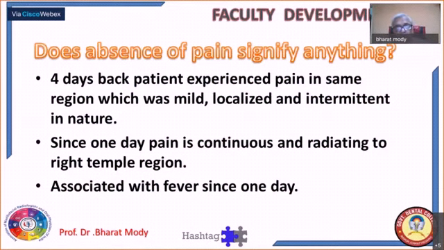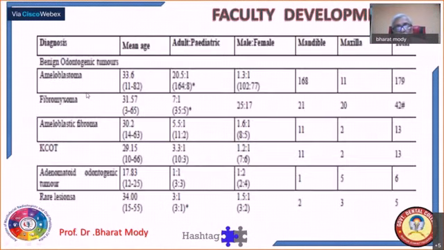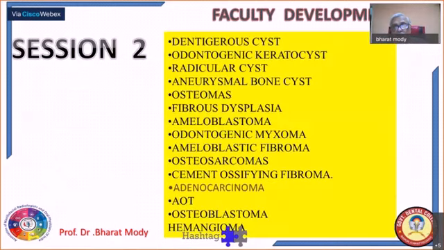So now, as you can see here, a certain change has taken place. Previously, there was no pain. Now the pain has started coming in. So now you broadly classify the swellings which are there. It could be a cyst, benign tumor, malignant tumor, fibrosis, or it could be infected. Then the students are told to go and find out the demographics of all the lesions which are there. So they go and find out the demographics, and when session 2 comes, they come out with a list. Okay, this swelling could be all these kinds of diseases which could be present.